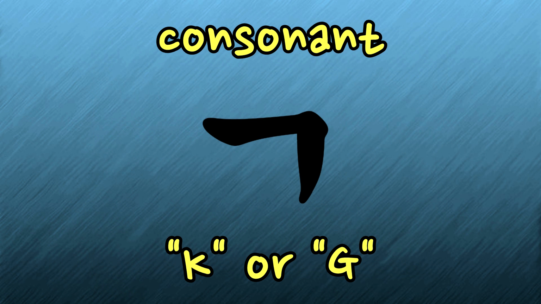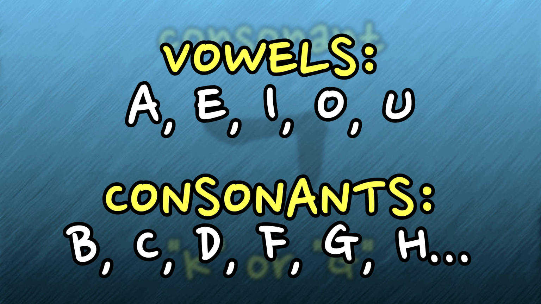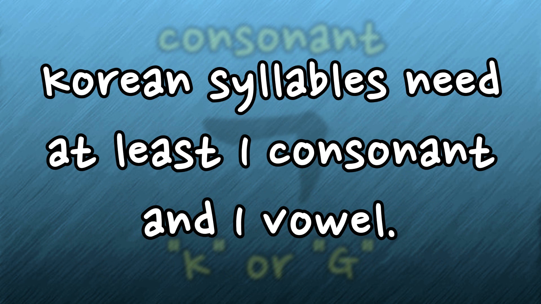Here's our first letter, and it's a consonant. What is a consonant? Hangul, just like the English alphabet, is made up of consonants and vowels. Now vowels are the letters A, E, I, O, U, and sometimes Y, as you probably learned in school, and consonants are just every other letter that's not a vowel. In order to make a sound, or a syllable in Korean, we'll need at least one consonant and one vowel together.